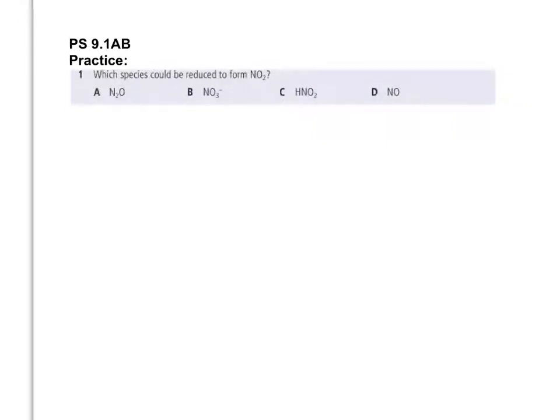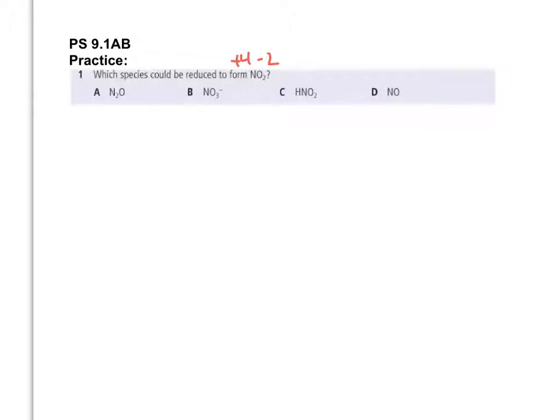Question number 1 wants to know which of these species could be reduced to form NO2. Looking at NO2, I can deduce that the nitrogen must have a +4 charge since the two oxygen each have a -2. So that means one of these species has to have a higher oxidation number in order to be reduced to that, in order to gain electrons.